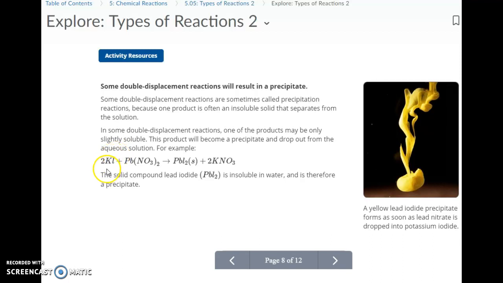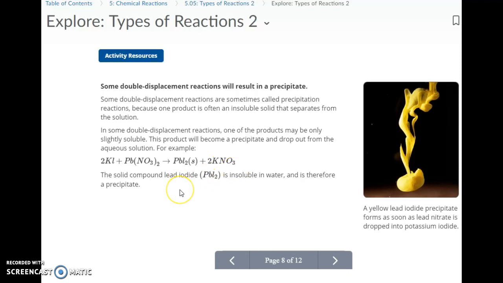For example, 2KI. I'm pretty sure this is supposed to be an I. I've never seen an I written like that. Yes, it is an I. So 2 potassium iodides plus lead(II) nitrate yields lead iodide, which is a solid. That's what that S stands for, plus 2 potassium nitrates.